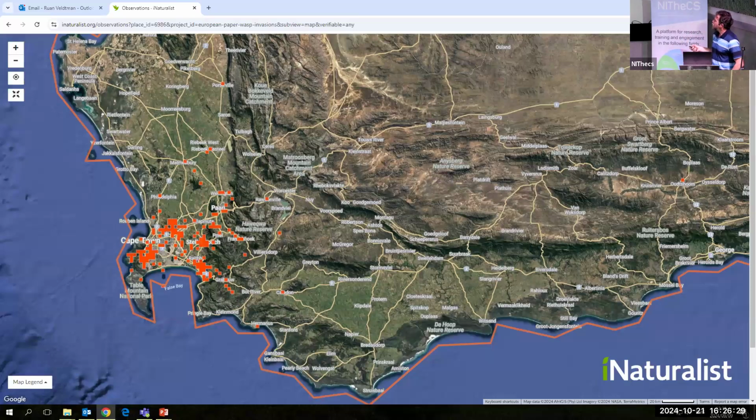So I just quickly want to talk about this point here. It's a massive jump, and this observation actually came from Facebook. I had a colleague who sent the Facebook record to me, and I contacted the person who made the post, and I said, please put your observation on iNaturalist. And this turned out to be a male European paper wasp, and it was at a touristy place in Oudtshoorn, and we think that wasp hitchhiked with tourists to that spot.